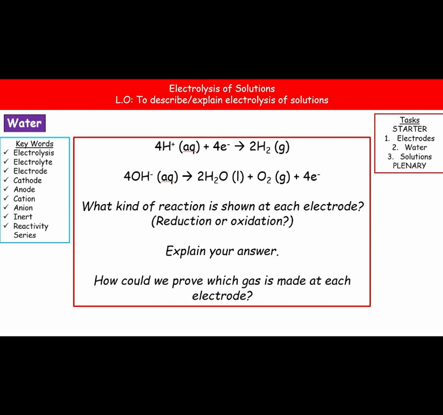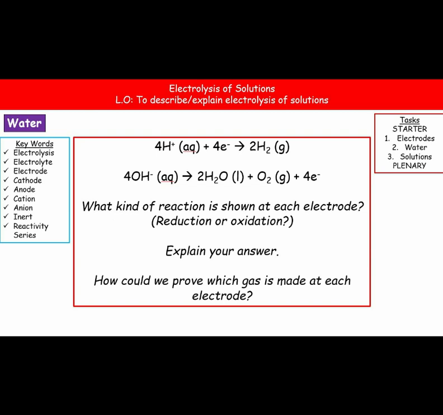Then at the anode, the second one we can see there, we've got our 4 hydroxide ions, OH-, again, aqueous solution, so AQ is our state symbol, and when they reach the anode, they are going to form water, H2O, and water is a liquid, so we put the L in the brackets, and oxygen gas, so O2, because again it's a diatomic molecule, and in order to do that, they are going to lose those 4 electrons, one from each hydroxide. So what we've got there are the two balanced half equations for what's happening at each electrode.